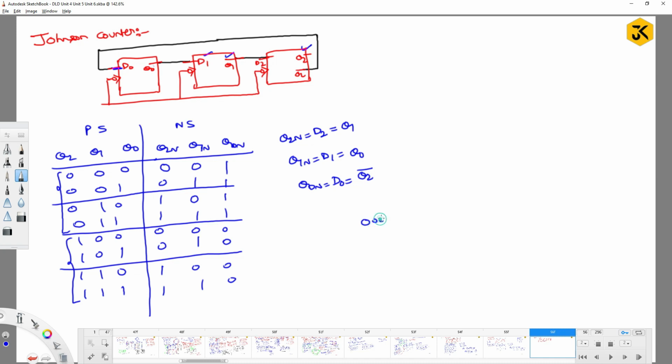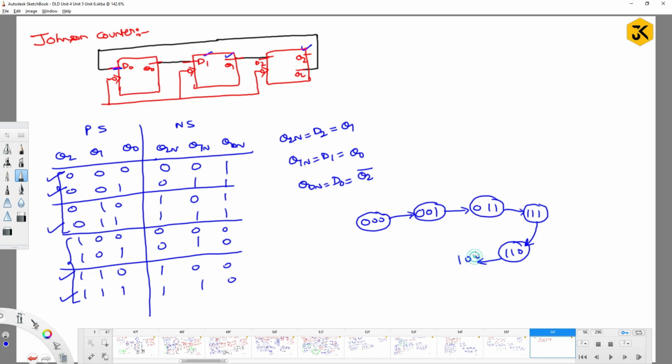If the present state is 0 0 0, it will move to 0 0 1. If it is 0 0 1, it will move to 0 1 1. If you are presented with 0 1 1, it will move to 1 1 1. If the state is 1 1 1, it will move to 1 1 0. Sorry, I should not write outside. If the state is 1 1 0, it will move to 1 0 0.